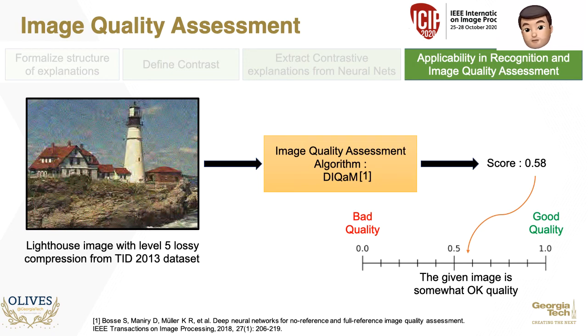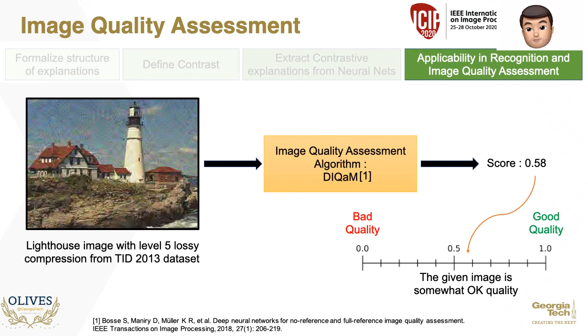In this work, we use the DIQAM IQA metric. The reasons being that, one, the authors provide pre-trained PyTorch code that we were able to implement, and two, the network is end-to-end. That is, we can backpropagate loss directly with the predicted score P as 0.58 and contrast it against any score Q between 0 and 1, with 1 being the best quality and 0 being the worst.